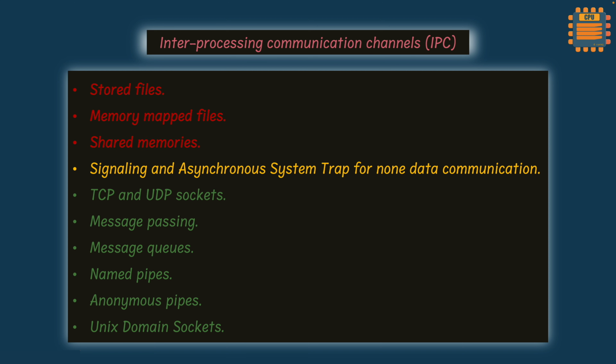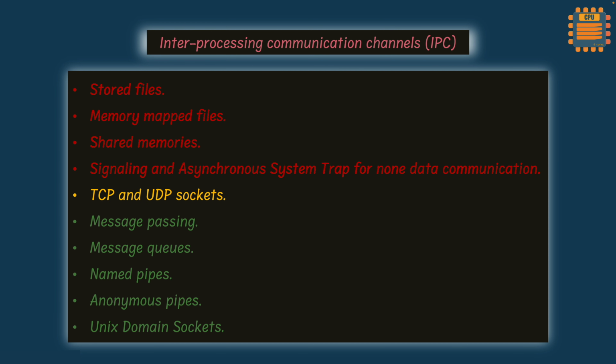Number 4, signaling and synchronous system trap for non-data communication. Signaling refers to the transmission of signals or events between processes to notify about a particular event or exception. In the broader sense, signaling is achieved through data transfer or control commands, while synchronous system traps for non-data communication is a mechanism by which a process can request the operating system to perform a specific operation or handle a particular event.